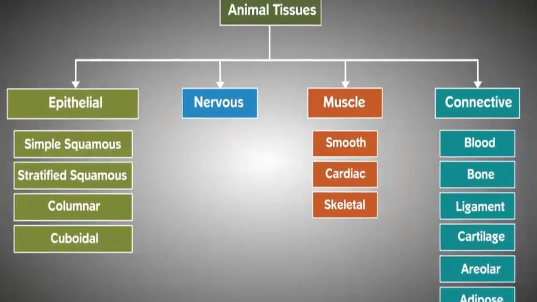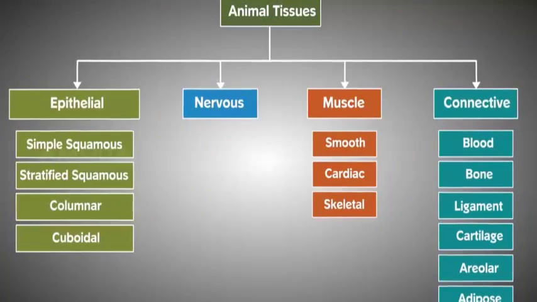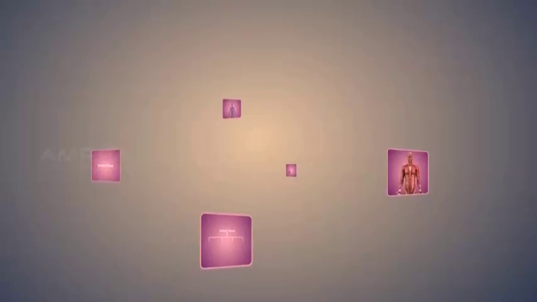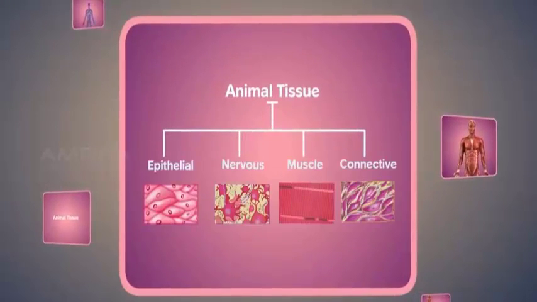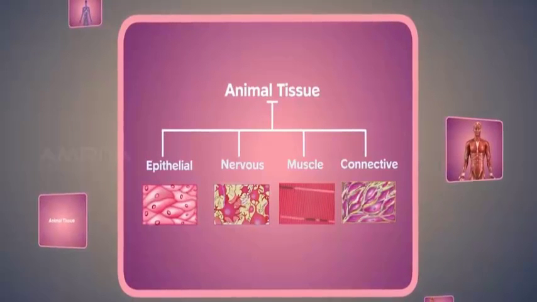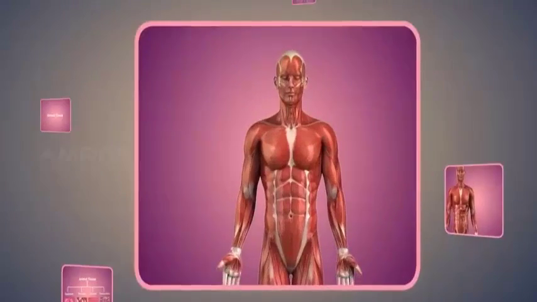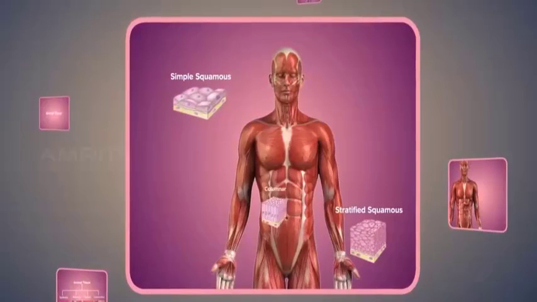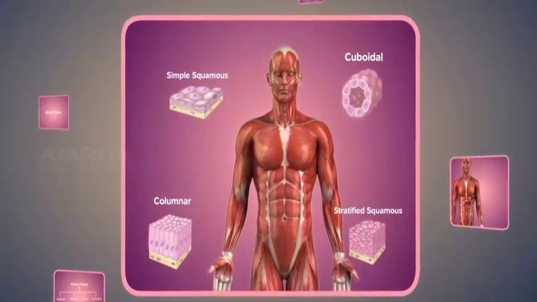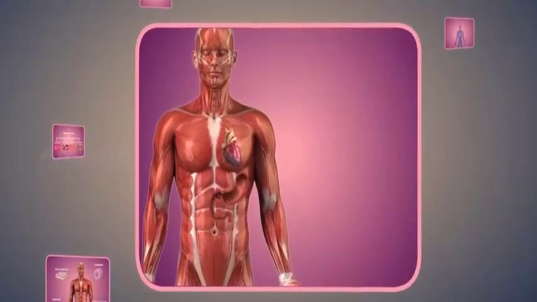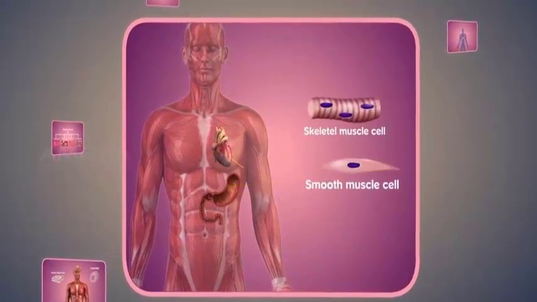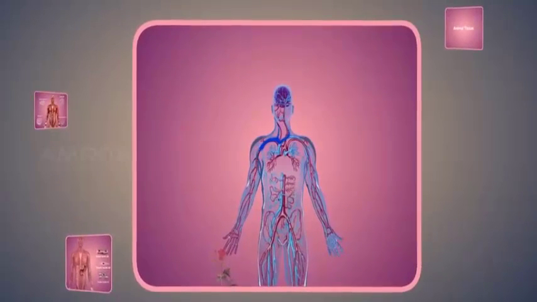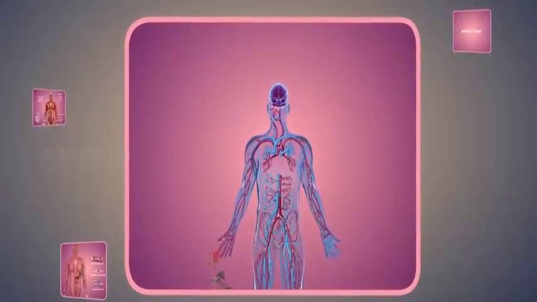In conclusion, we have seen and understood the types of animal tissues, their subclassifications, and their functions. Things to remember: animal tissues are grouped into epithelial, nervous, muscle, and connective tissues. Epithelial tissues are subdivided into simple squamous, stratified squamous, columnar, and cuboidal epithelium. The 3 types of muscle tissues are skeletal, smooth, and cardiac muscles. Cells of the nervous system, called nerve cells, are specialized to carry stimulus from one place to another within the body.